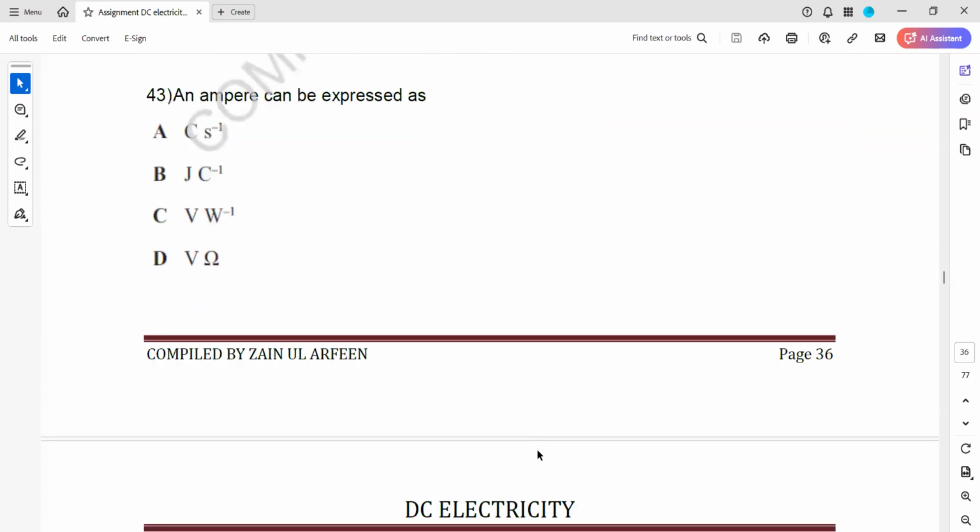Question 43. An ampere can be expressed as, you can use the chat to answer.